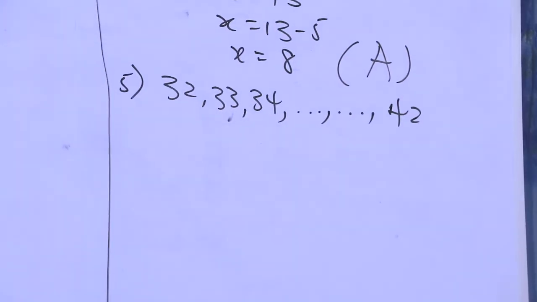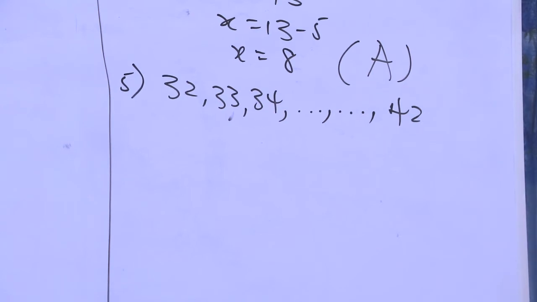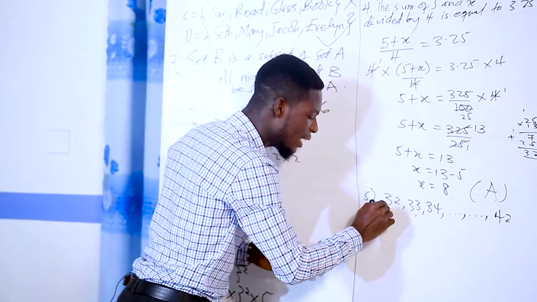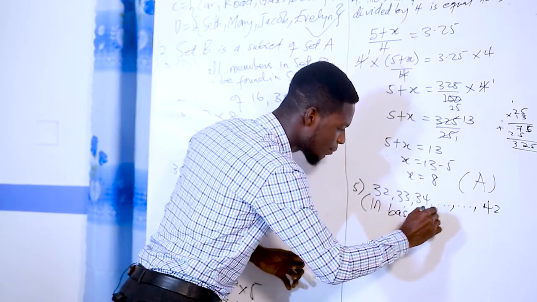All right? Form a sequence in base 5. In base 5, find the missing numbers. So we are finding this and this. Remember that it is done in base 5.